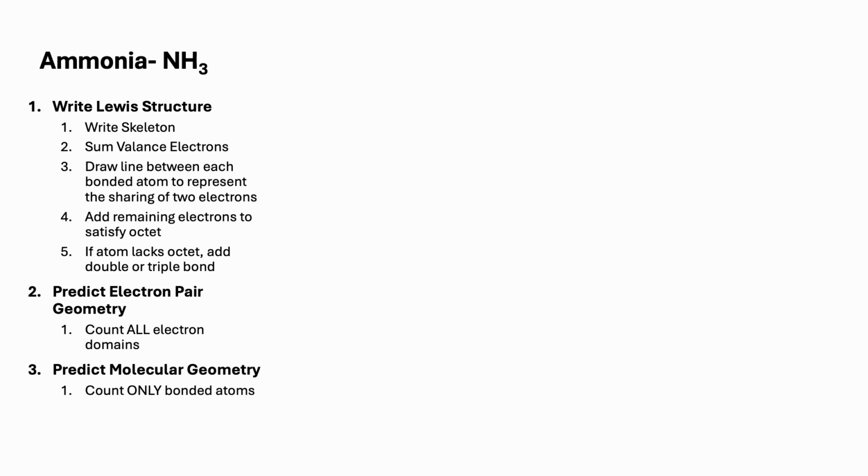Ammonia. We are going to write out its skeleton. Nitrogen is your central atom, because your hydrogens are always going to be on the ends. So we have hydrogen, and we're trying to make sure the hydrogens are spread out around the nitrogen. They don't want to be too close to one another. Okay, and then we're going to sum our valence electrons.